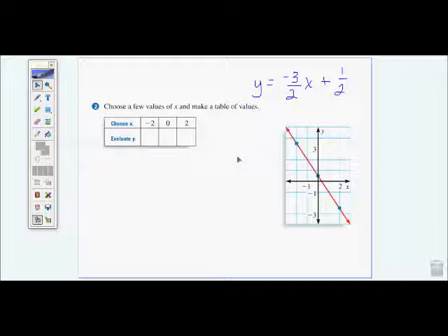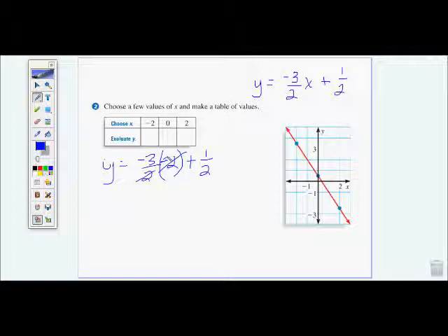If I put in, I'll do the first one for you visually so you can see it. If I choose -2, I'm going to have that y equals -3/2. I'm going to substitute in my -2 plus 1/2. I will go ahead and -3 times -1 would give me 3.